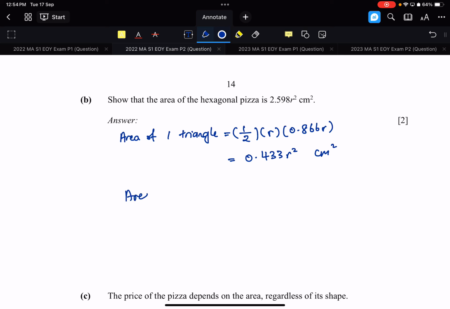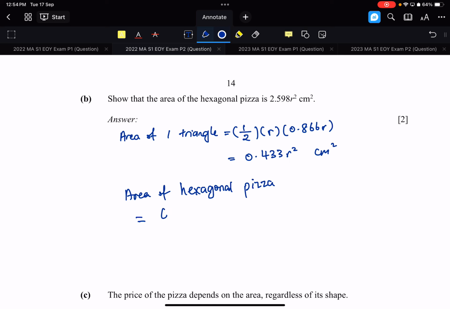So area of hexagonal pizza is 6 times 0.433 r squared cm squared, which equals 2.598 r squared cm squared.